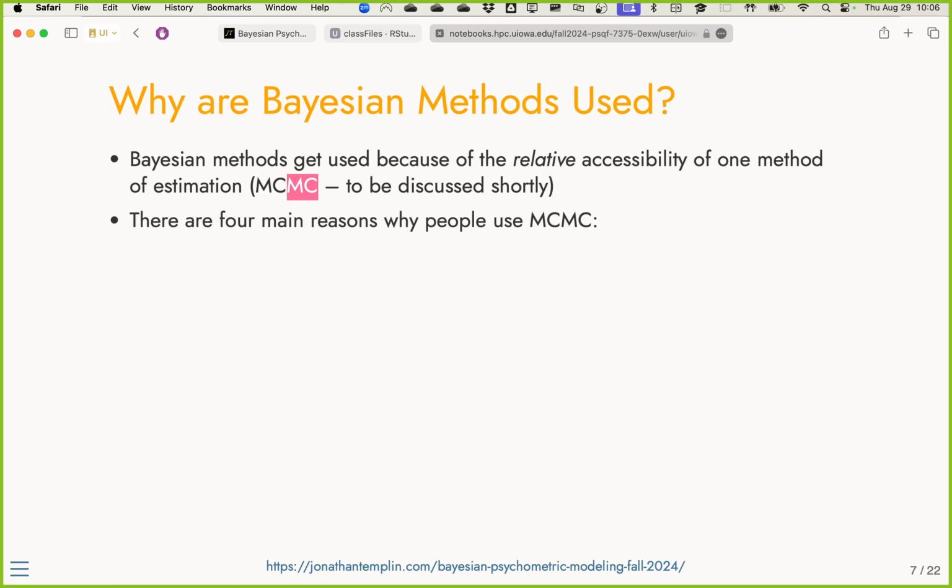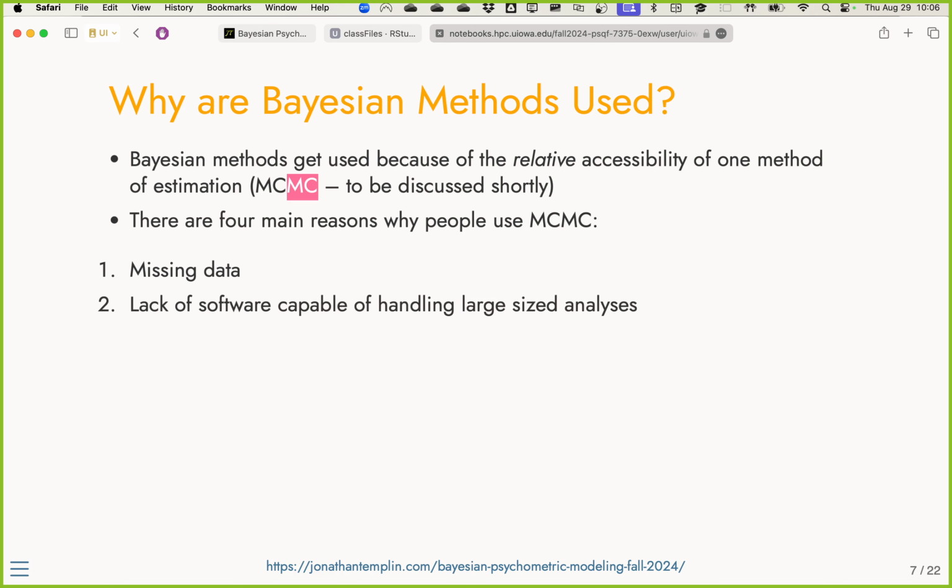I tried to outline four main reasons. We've got missing data. Actually, missing data methods are great. If you have missing data, Bayesian is good for it because there is no easy solution to missing data, and the bad solutions all forget that there's error, like making a prediction of what an observation should have been without any error to it. Bayesian methods are great for missing data. You may also have a lack of software capable of handling large analyses. I know you laugh at that, since we're in the time of large language models with trillions of parameters, but good luck getting a small model to run.